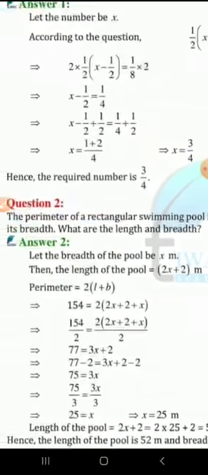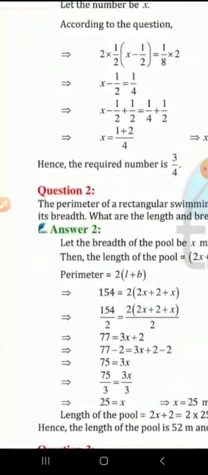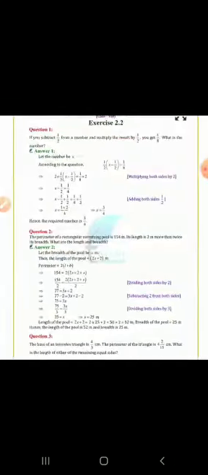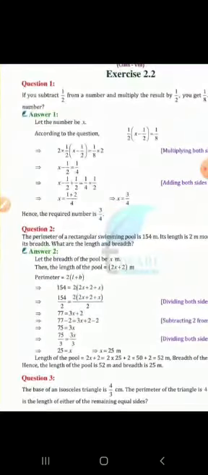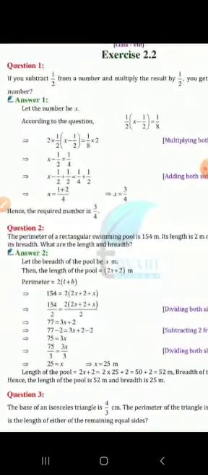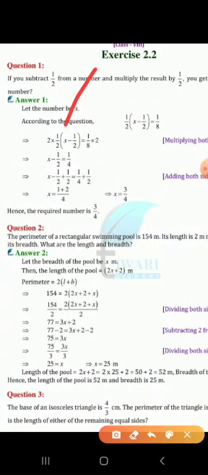So by this we are coming to the end of solution 2. Let us come to question 3. The base of an isosceles triangle is 4/3 centimeter. Let us first try to understand what an isosceles triangle is. Let us simply recall, an isosceles triangle is a triangle whose two sides are equal. These two sides are equal.